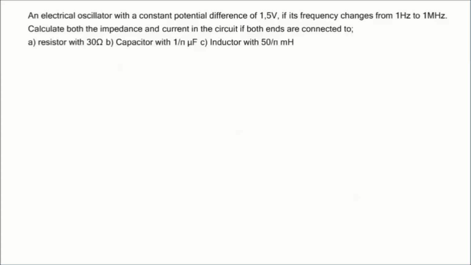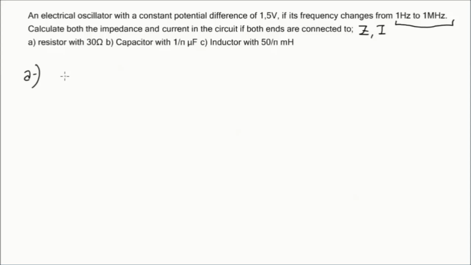Hello, welcome everyone. The question says an electrical oscillator has a constant potential difference of 1.5 volt. If its frequency changes from 1 Hz to 1 MHz, calculate both impedance and current in the circuit when they are connected to a resistor, a capacitor, and an inductor. Calculate the A. It's asking to calculate impedance and the current. So we have to calculate Z and I.